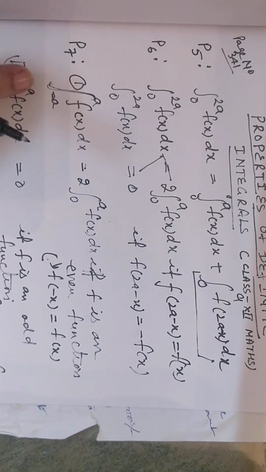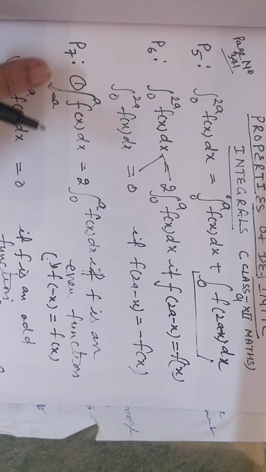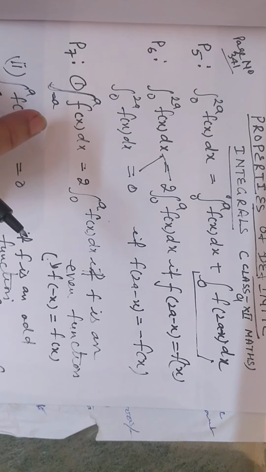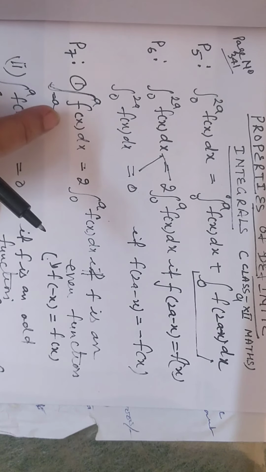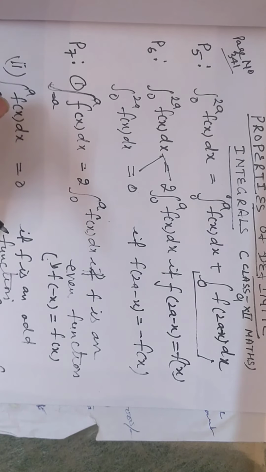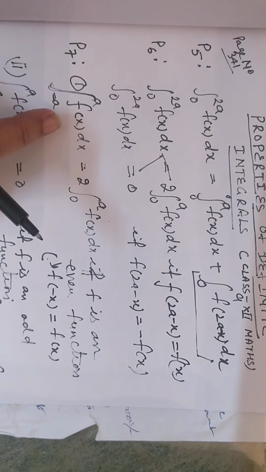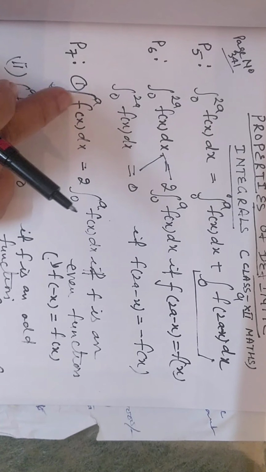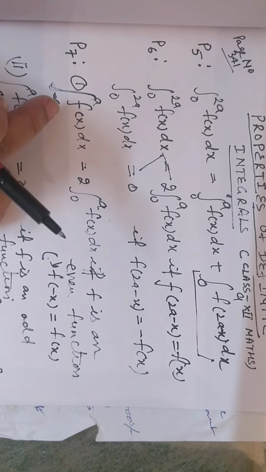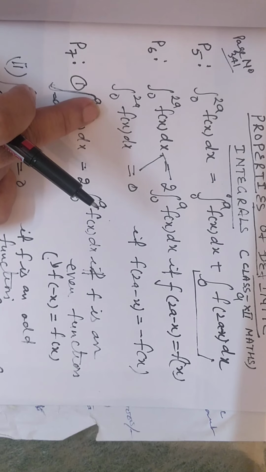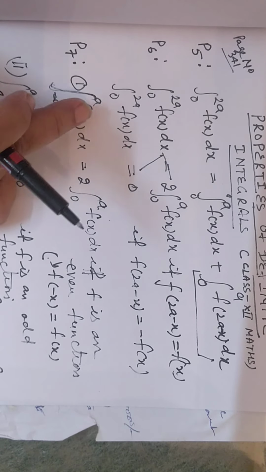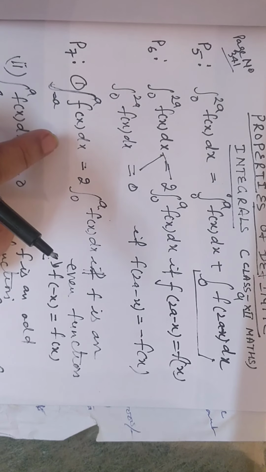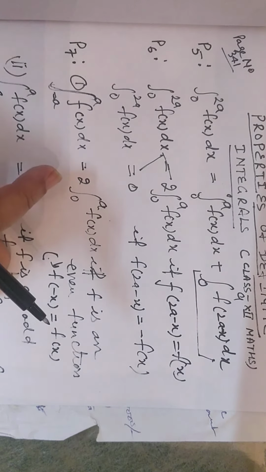Now this is also a very important property, P7. There are 2 cases of this property: when f(x) is an even function and when f(x) is an odd function. Here you see that the limits are from minus a to a. This is the only property where limits are minus a to a. So whenever you get a question where limits are from minus a to a, you will check whether it is an even function or an odd function, and accordingly apply the property.